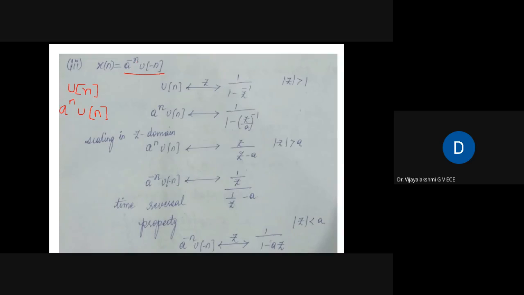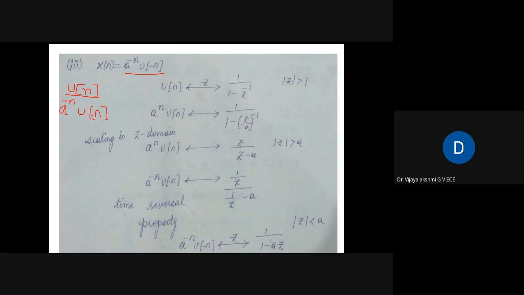After that, n is reversed. So n is reversed means what? Time reversal property. So you have to first go for the reference, then scaling in the Z domain, a power n into u of n. Next, n is changed to minus n, time reversal property. So just started here, see. So what is the Z transform of u of n? The Z transform of u of n is 1 by 1 minus Z inverse.